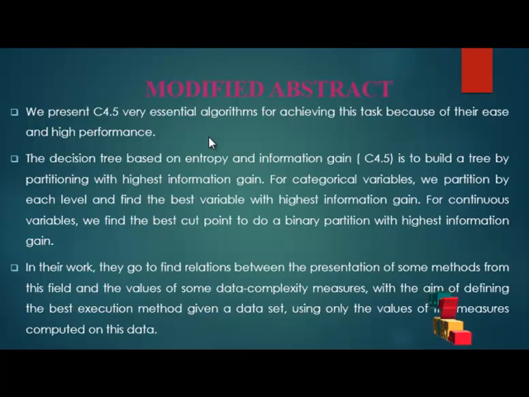For categorical variables we partition by each level and find the best variable with the highest information gain. For continuous variables we find the best cut point to do a binary partition with the highest information gain. In their work they find the relation between the performance of some methods from this field and the values of some data complexity measures, with the aim of defining the best execution method for a given data set using only the values of measures computed on this data. So finally we get the best classification result.